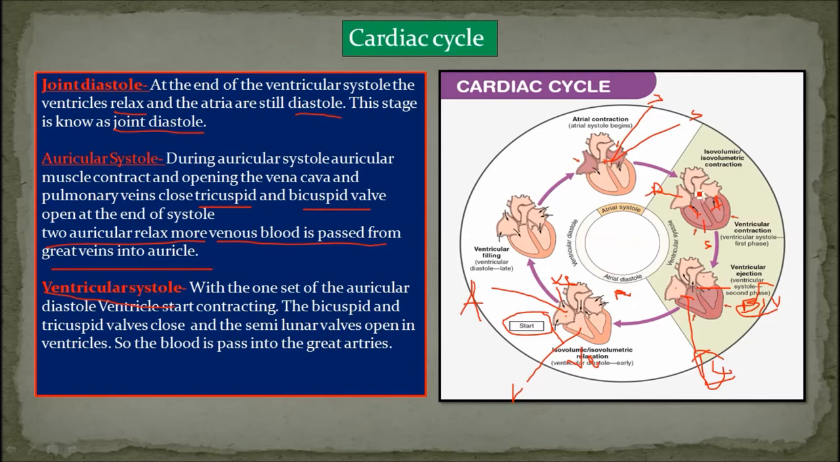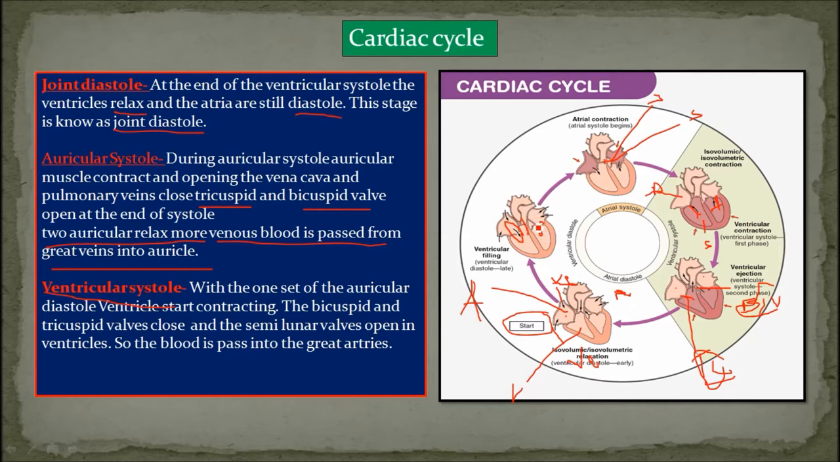Clear? This is the ventricular part. They are entering, and thereafter they go out in two different ways. The impure blood goes into the pulmonary artery, and the pure blood goes into the aorta.